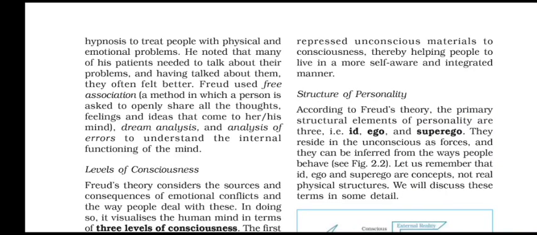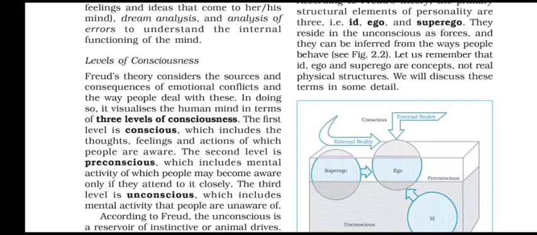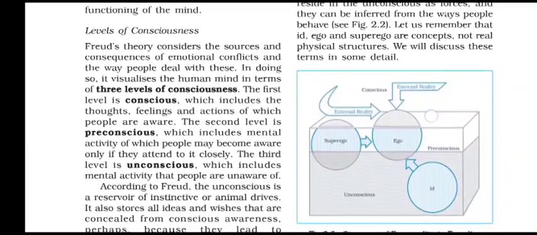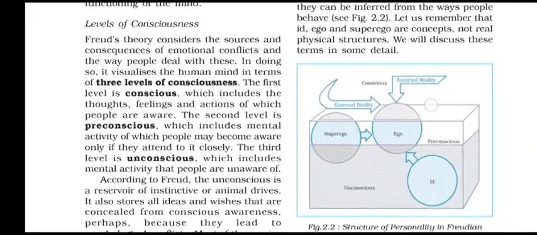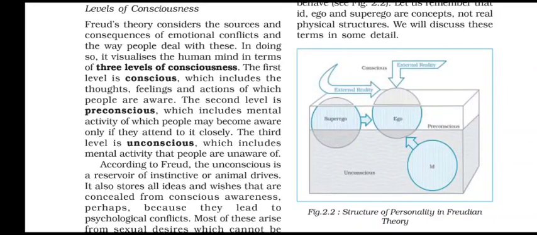Freud used free association, a method in which a person is asked to openly share all the thoughts, feelings, and ideas that come to her or his mind, dream analysis, and analysis of errors to understand the internal functioning of the mind. Level of consciousness. Freud's theory considered the sources and consequences of emotional conflicts and the way people deal with these. In doing so, it visualizes the human mind in terms of three levels of consciousness.